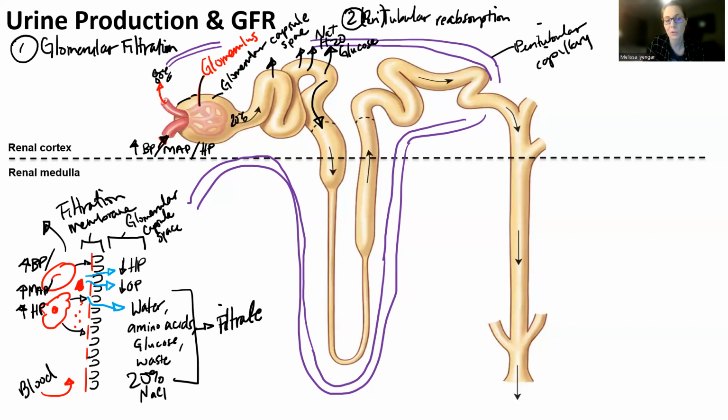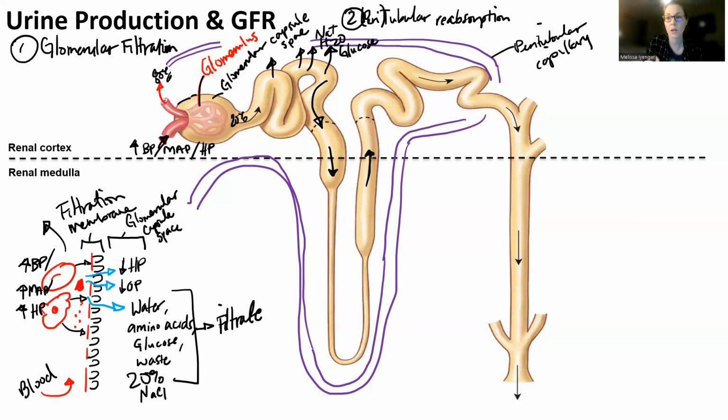So it's probably more like 60% of whatever 20% is. This is why I don't care if you guys know those percentages, but basically you're going to have a little bit of filtrate left, not the whole portion of filtrate. It's going to go down the descending limb of the nephron loop, and it's going to come up the ascending limb of the nephron loop.